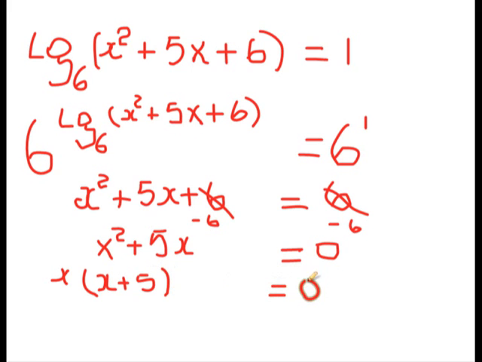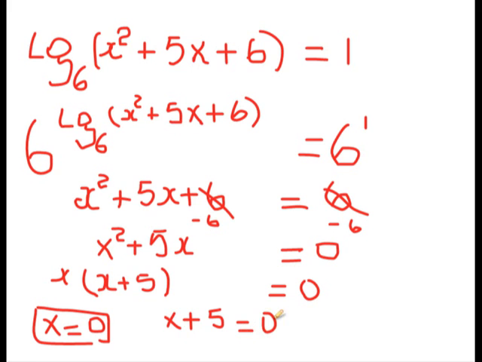In order for this expression to be 0, I may have x equals 0. That's one solution, and the other solution is x plus 5 equals 0. If I have x plus 5 equals 0, that will imply that I got x equals minus 5. Those are my two solutions.